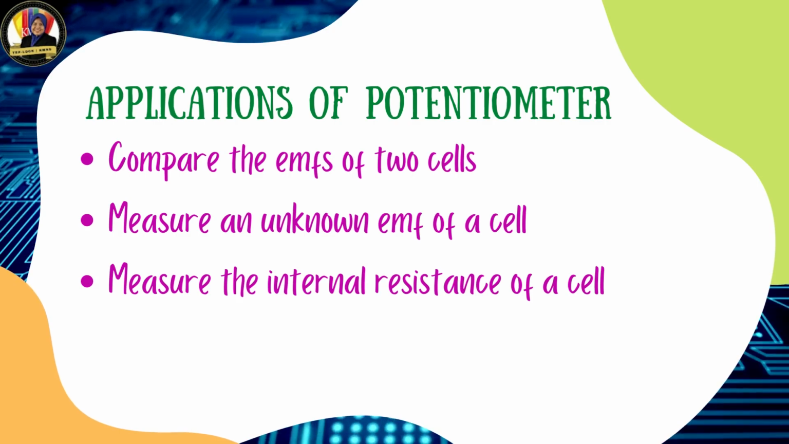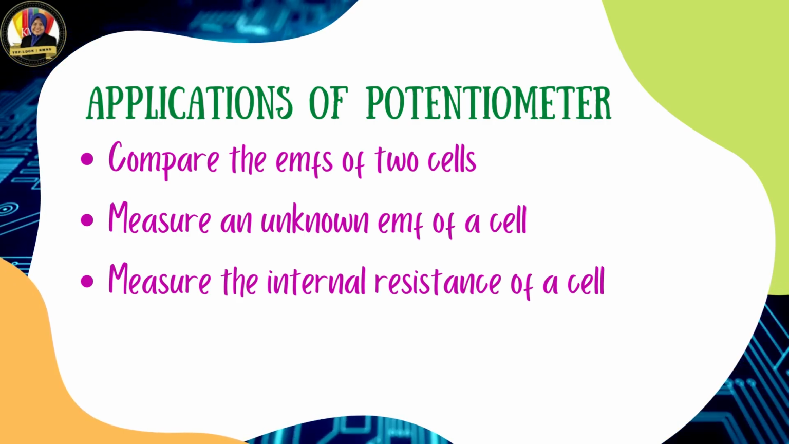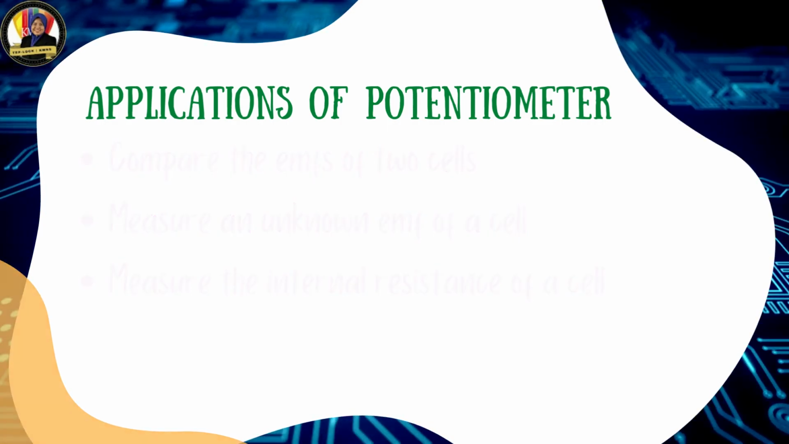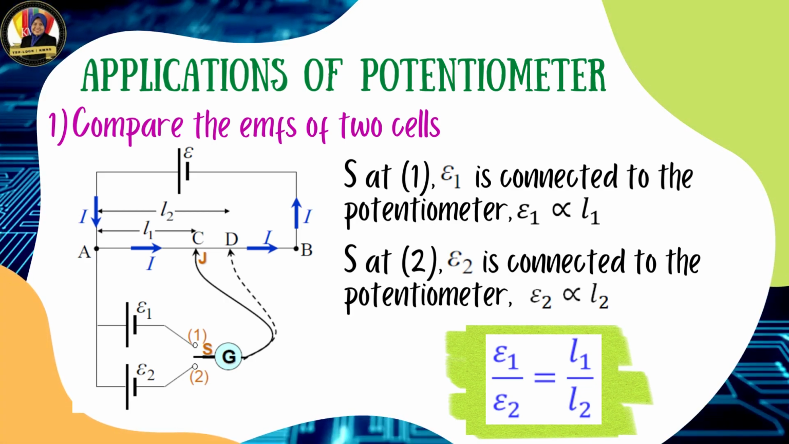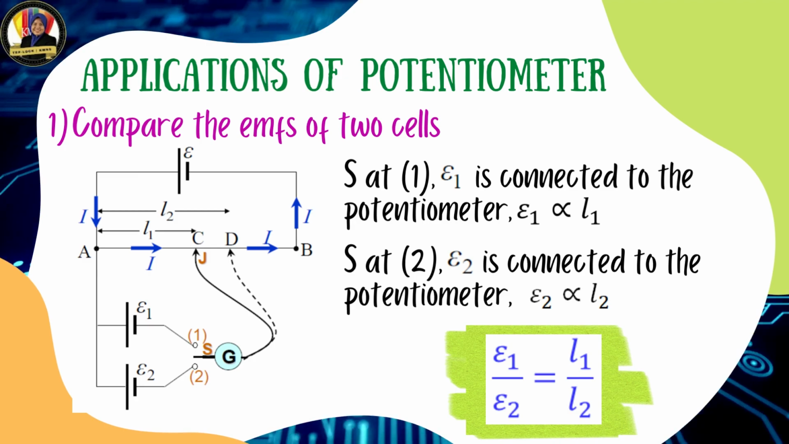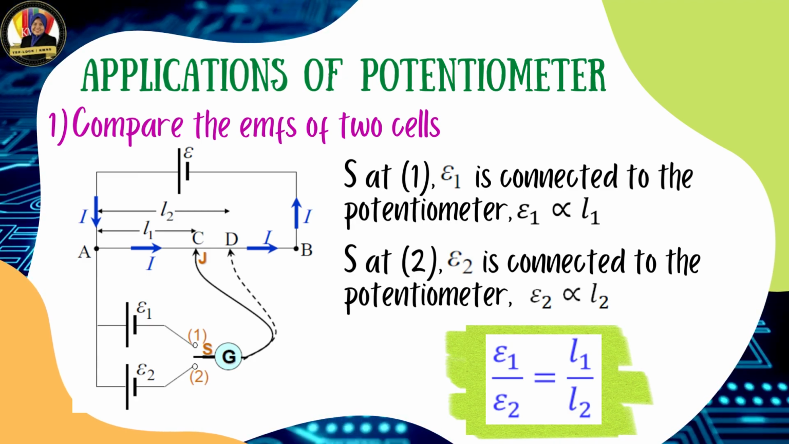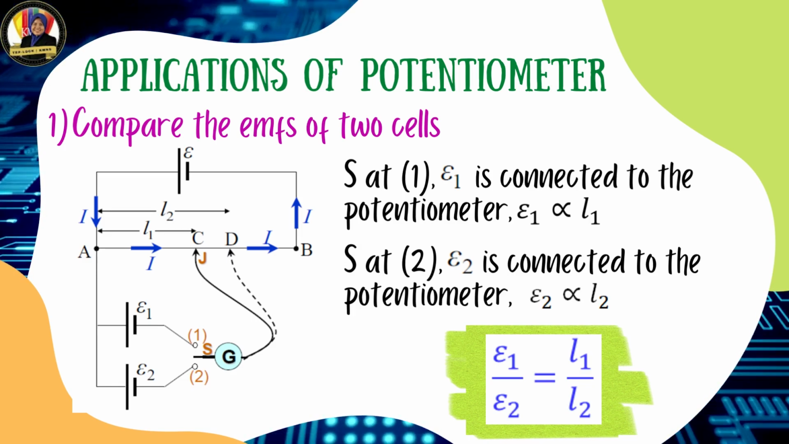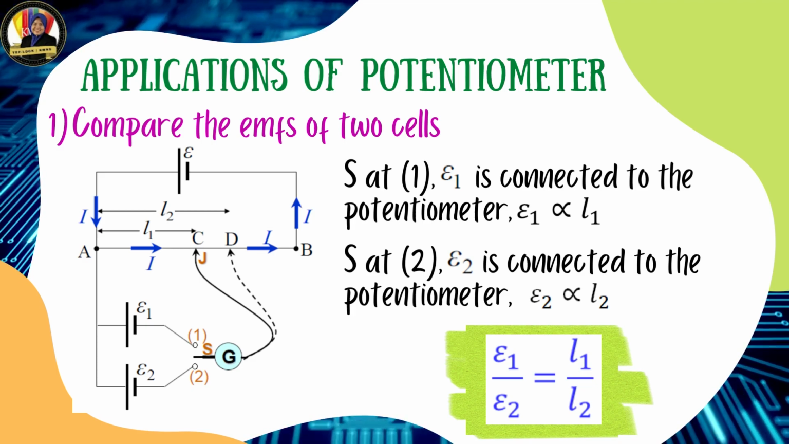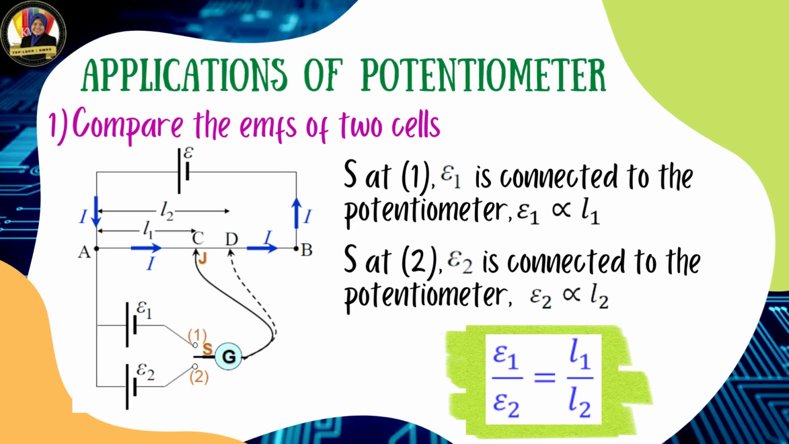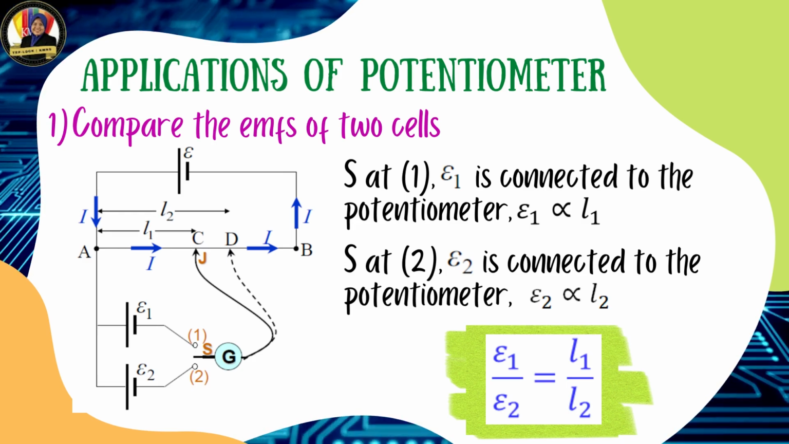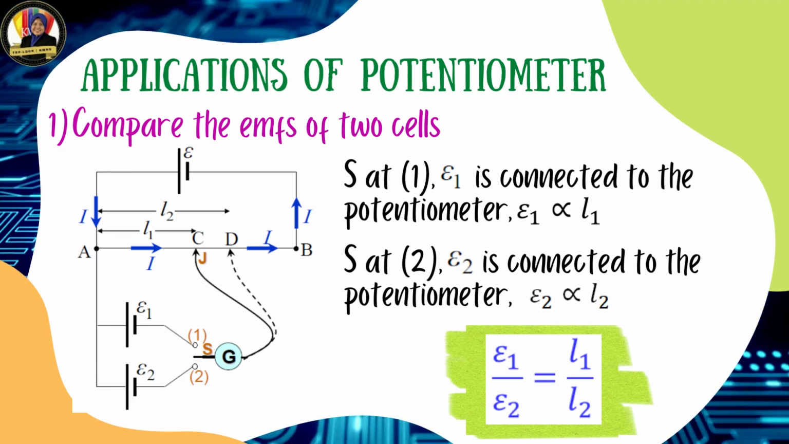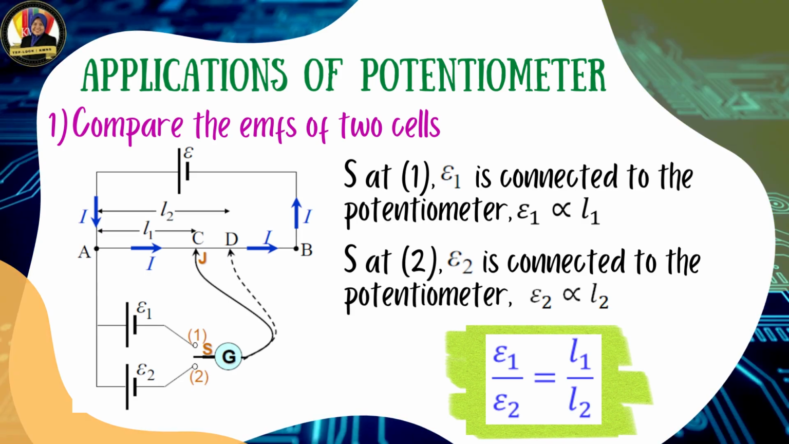There are three applications of the potentiometer. The first one is to compare the EMF of two cells, the second is to measure an unknown EMF of a cell, and the third is to measure the internal resistance of a cell. How to compare the EMF of two cells using the potentiometer? From the circuit given, when switch S is connected to terminal 1, EMF1 is connected to the potentiometer, giving the length of the wire L1. When switch S is connected to terminal 2, EMF2 is connected to the potentiometer, giving the length of wire L2. From the values of L1 and L2, we can compare the EMF of these two cells.